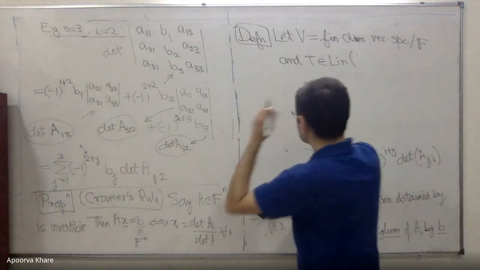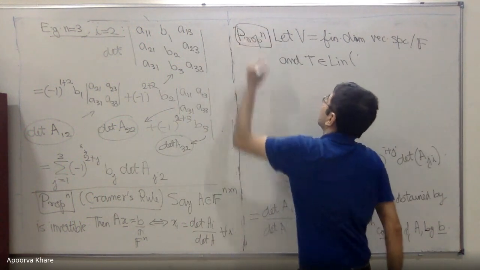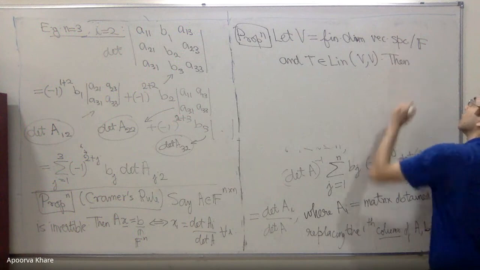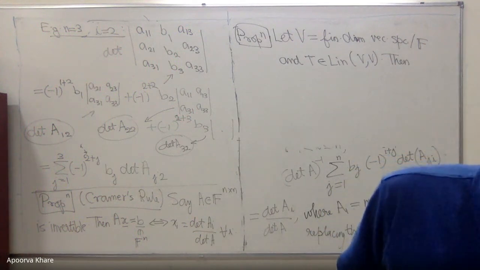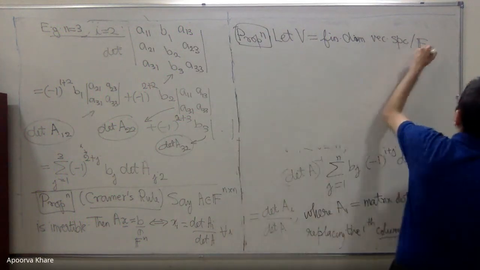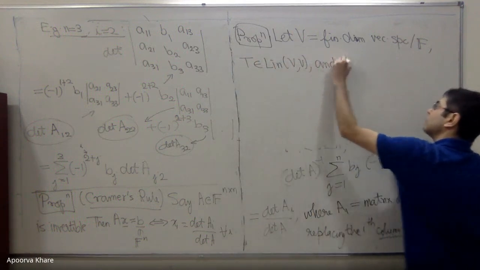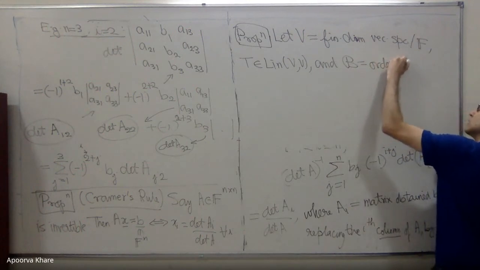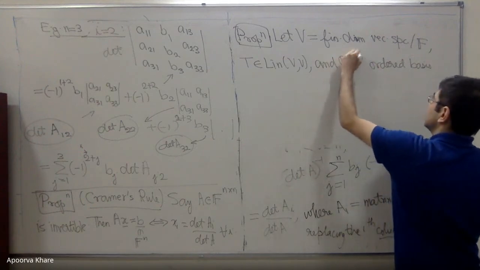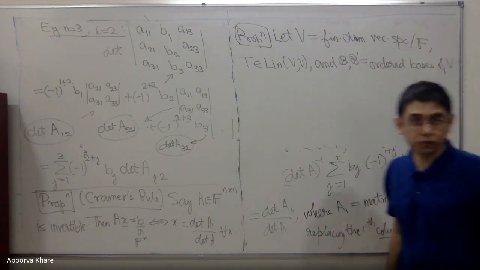Maybe this is not a definition, it's actually a proposition. Why should I define and then again separately say proposition? Okay, and T belongs to L(V). Then, how do I want to state it? I'll just put the ingredients here itself. T belongs to L(V), of course, and B is an ordered basis. Or let's say B and B prime are ordered bases of V. These are, of course, finite sets.